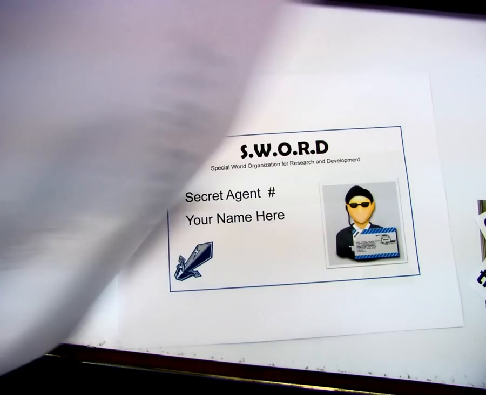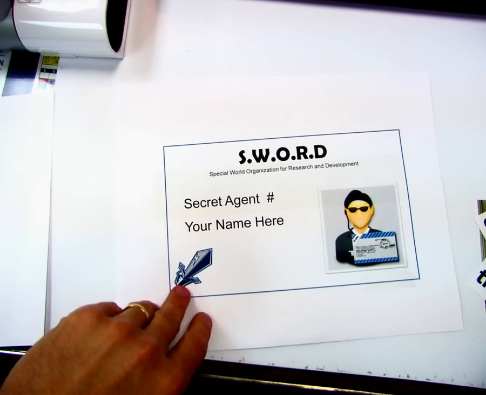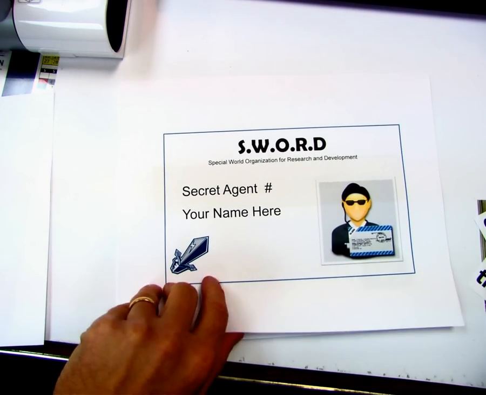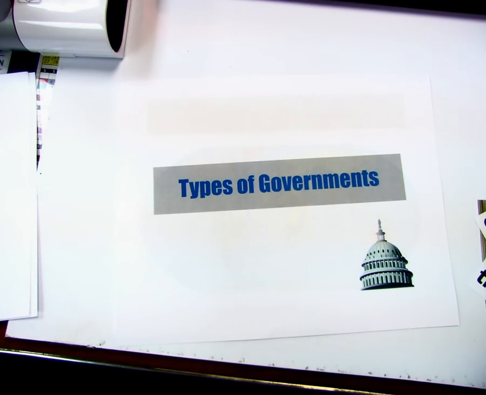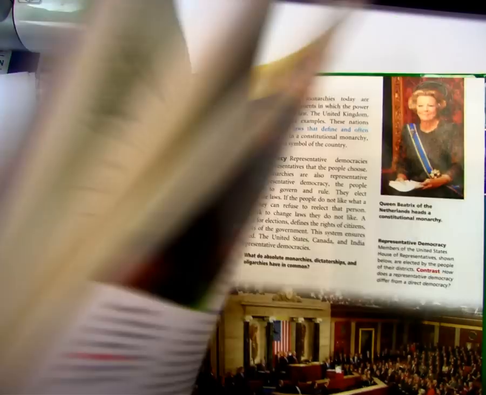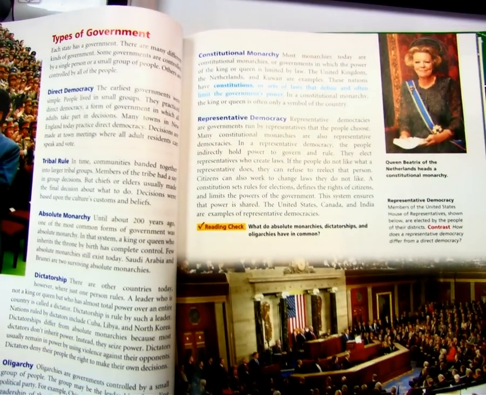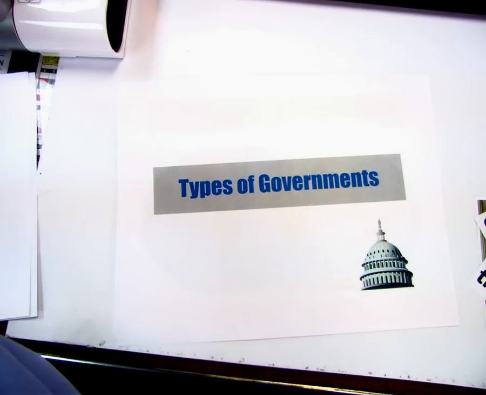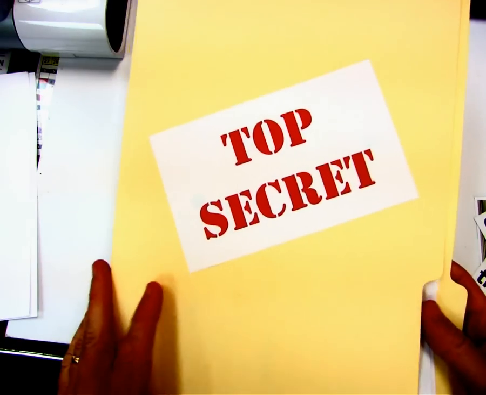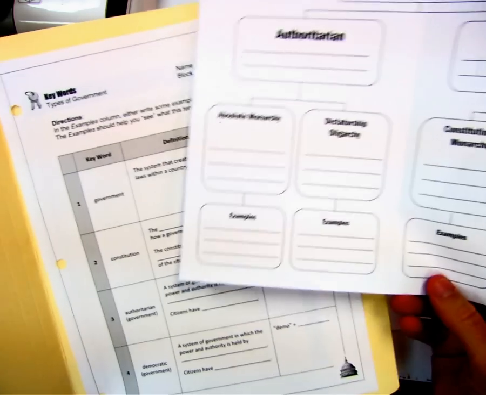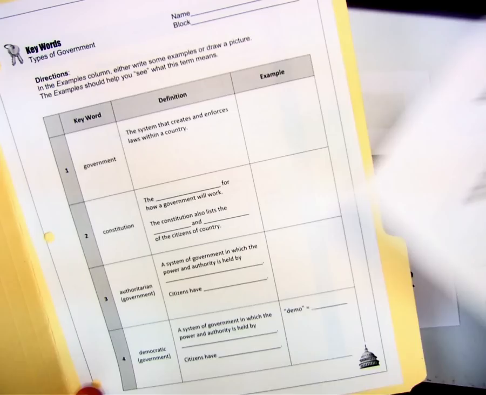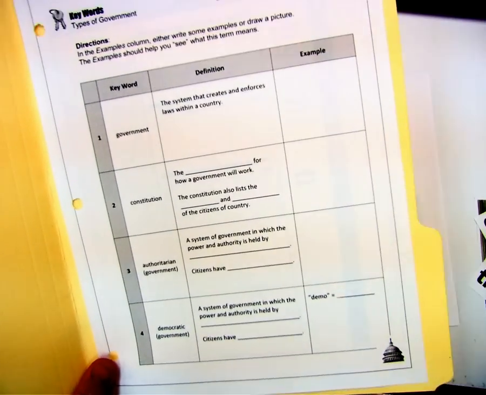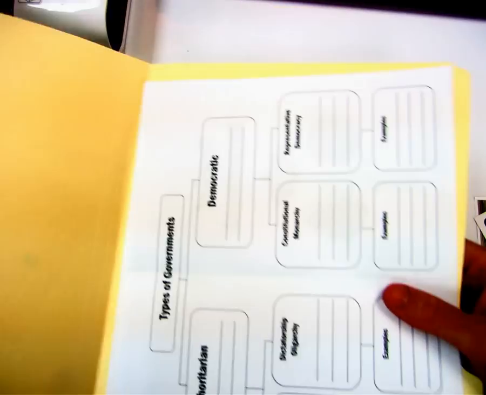Today we're going to continue your training as you work towards earning your Sword Secret Agent badge. We're going to take a look a little bit more at types of government, and you're going to need a couple of things today. In your World Studies textbook, we're going to be on pages 82 and 83, and you're also going to need your Sword Top Secret packet, your types of government notes foldable, which eventually will fold over and go into your notebook, and also your keywords page. So have those two things handy.